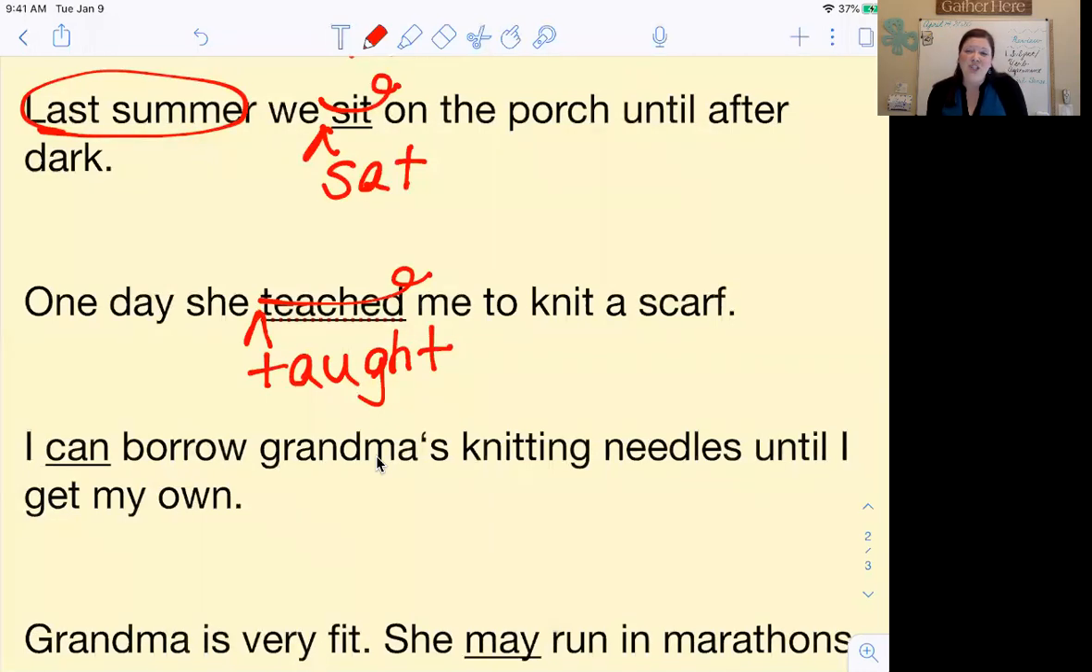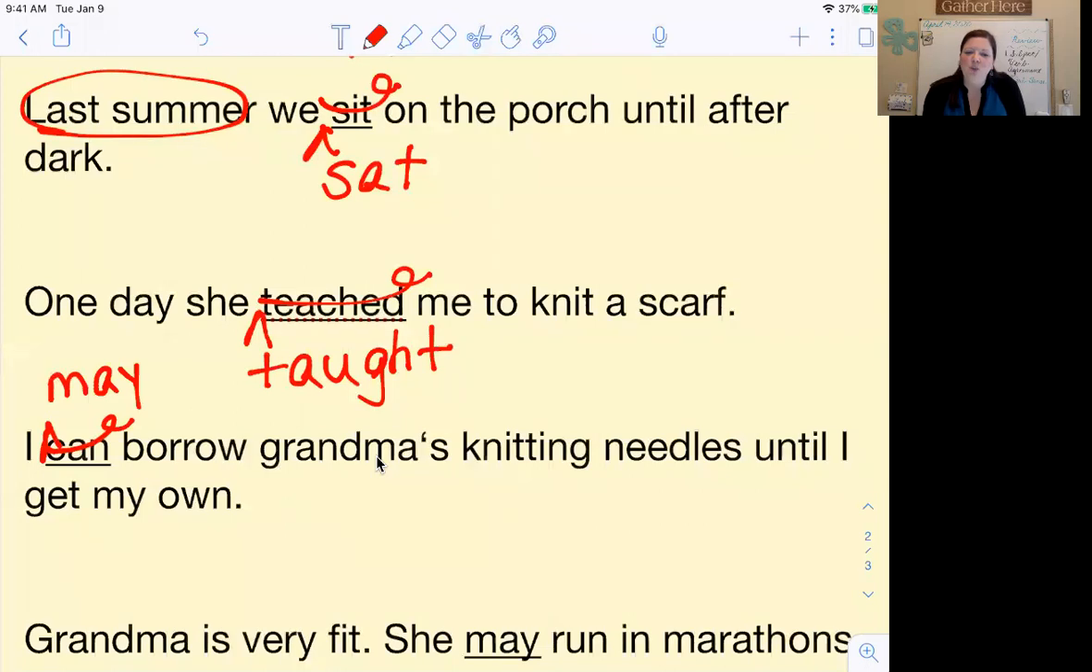So in order for us to use something that belongs to someone else, we must have permission. I know you can use it, but do you have permission to use it? Can needs to be deleted, and in its place, may, because we're asking permission. I may borrow grandma's knitting needles, or in this case, permission has been granted.